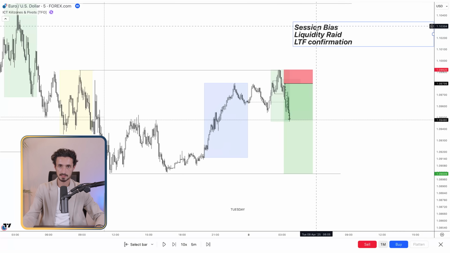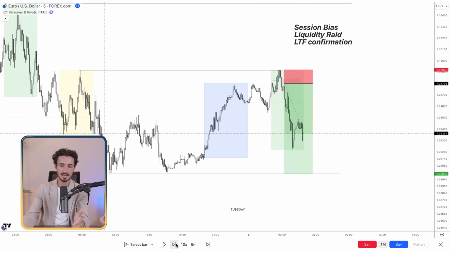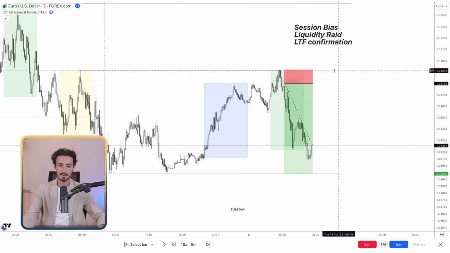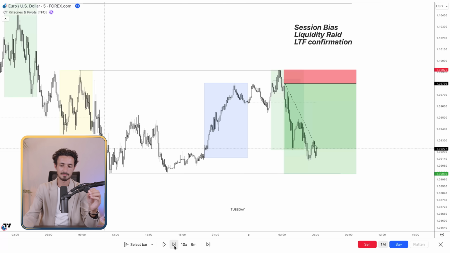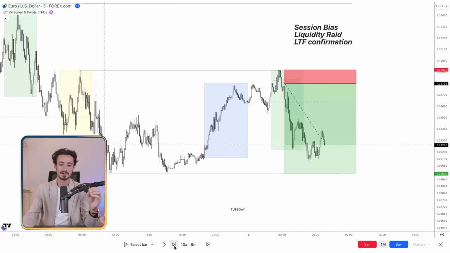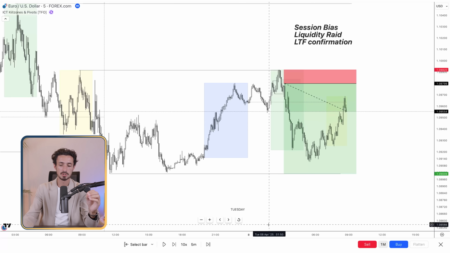So, session bias: I expected that this session would be bearish. Step 2, liquidity raid. We raid some kind of liquidity, and that liquidity is Asia high. And then finally, step 3 is our lower time frame confirmation. So what you've seen on the 1-minute time frame, that was our lower time frame confirmation. That's what told us that price was now getting ready to go short.